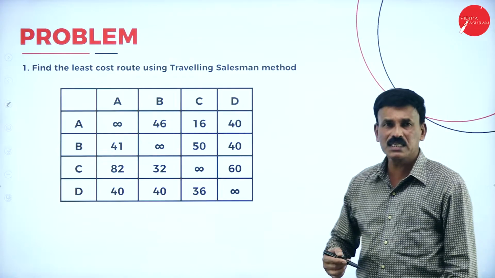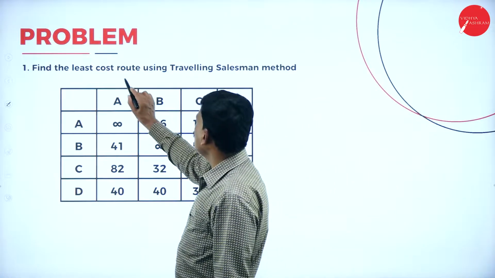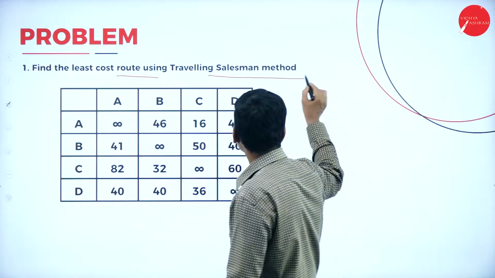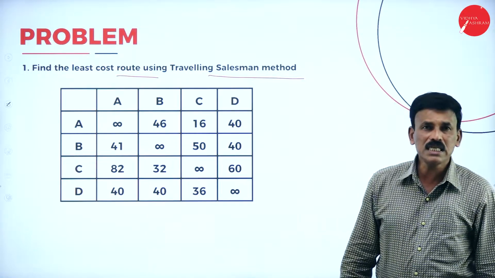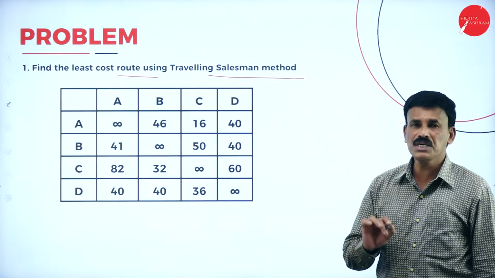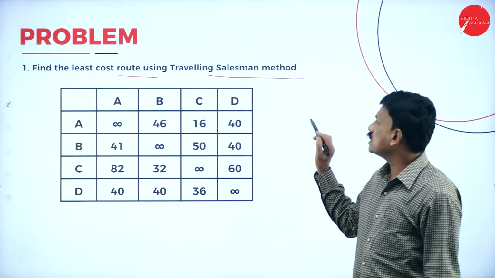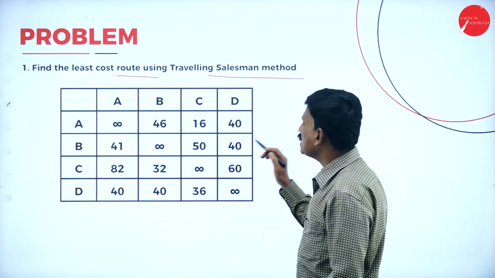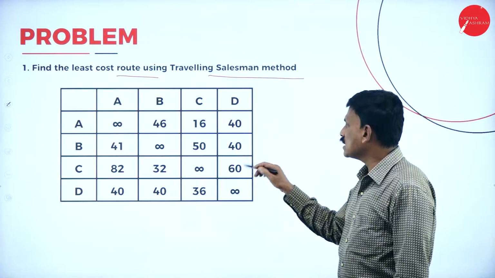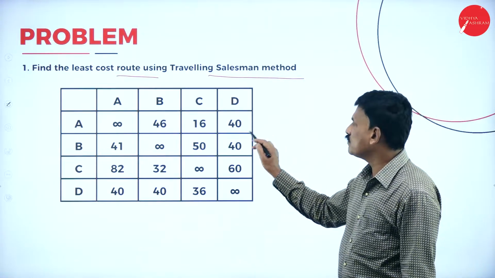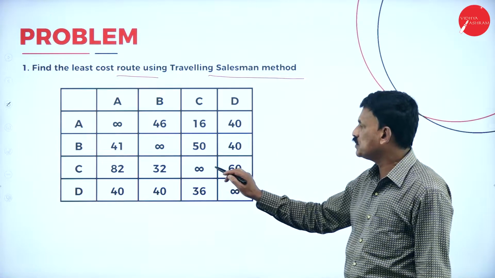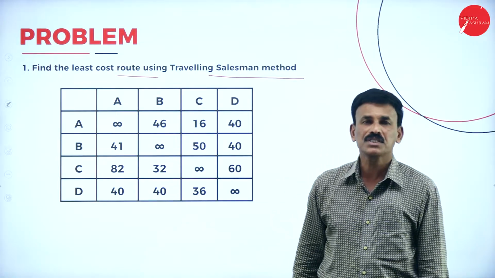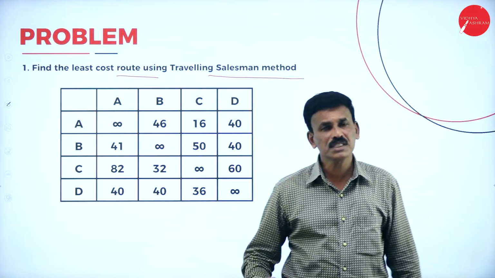Now let us take an example. Find the least cost route using the traveling salesman's method. What is the problem given? A, B, C, D are the cities. The matrix given is: infinity, 46, 16, 40; 41, infinity, 8, 50; 40, 82, infinity, 32; 60, 40, 40, 36 and infinity. To solve this problem, we are going to use the same steps as in the previous problem.